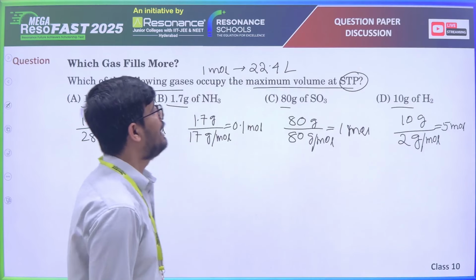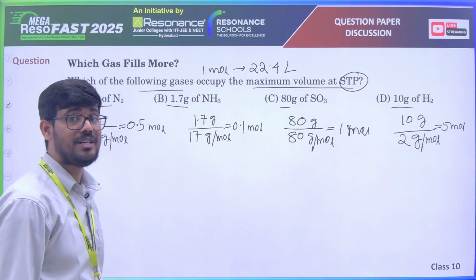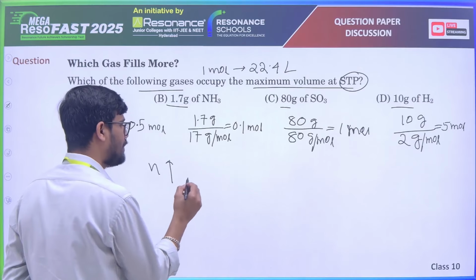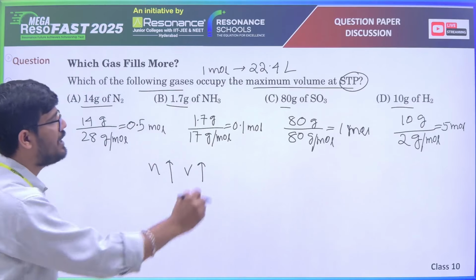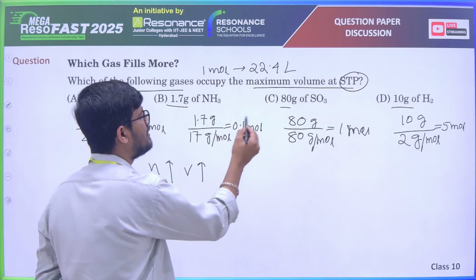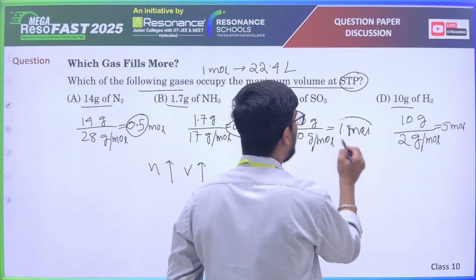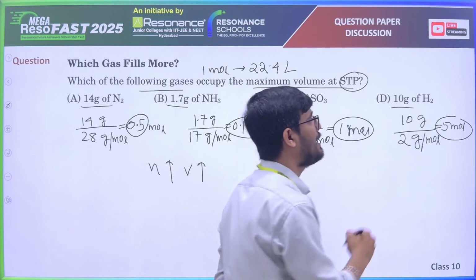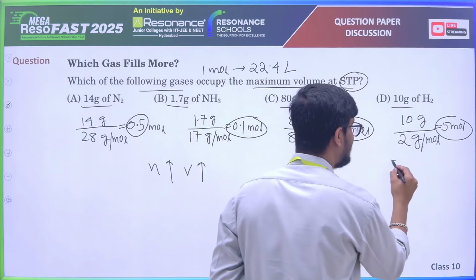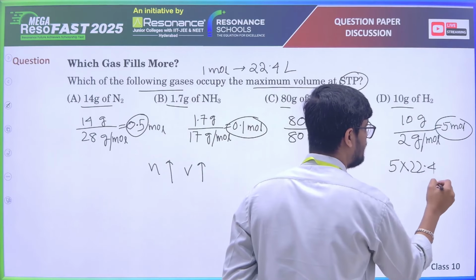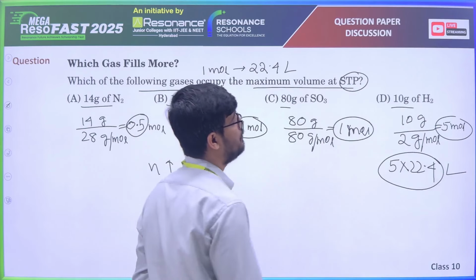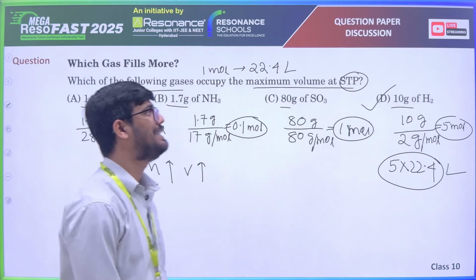So now for each mole 22.4 liter volume, meaning more mole number, more volume. If mole number increases, then volume also will increase. Now check in which case we have maximum mole number. So here 0.5 for nitrogen, 0.1 for ammonia, 1 for SO3, and 5 for H2. So 5 mole is present for H2. That means 5 into 22.4 liter. So this is the highest mole number, meaning highest volume we will get in this case. So the answer will be 10 gram of H2.